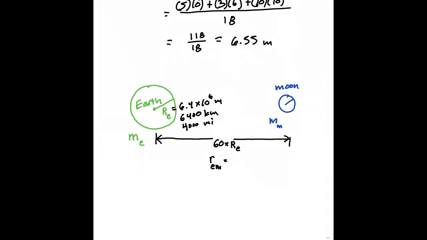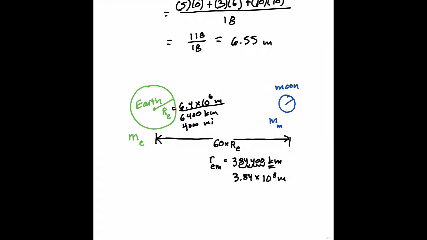If you multiply 6.4 times 10 to the 6th by 60, you get a number of about 384,400 kilometers, which is the same thing as 3.84 times 10 to the 5th, plus 3 more powers of 10 because kilo, so 3.84 times 10 to the 8th meters.